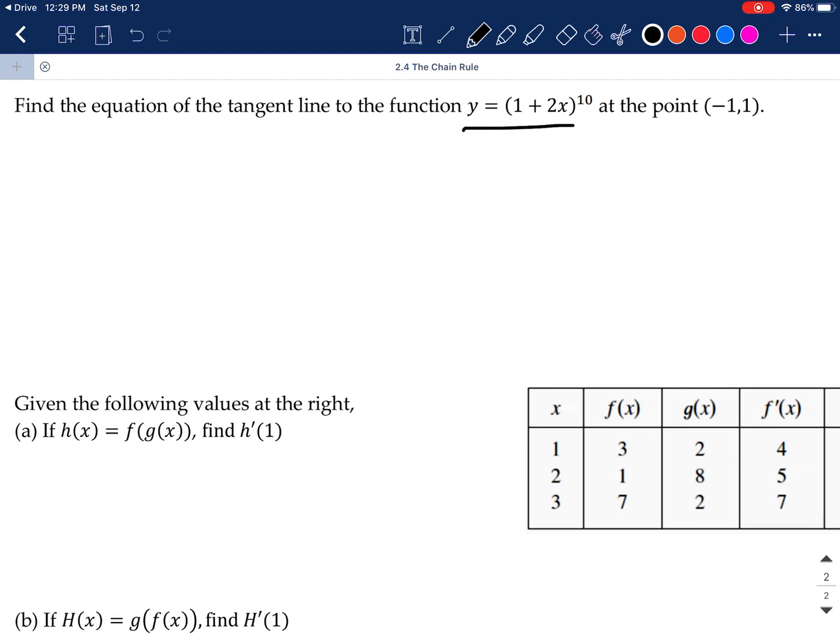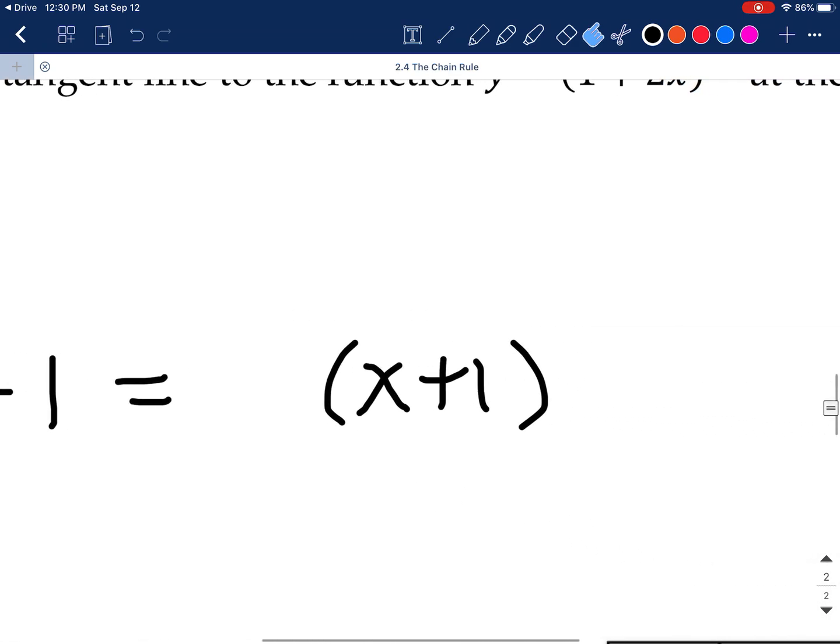So we've got a 10th degree polynomial expression. So y equals 1 plus 2x to the 10th at the point -1, 1. So we can check to see if we plug in -1, we'll get 1. So that's definitely a point on the tangent line, which is good to know. And so we're just going to compute the equation of the tangent line. So we know it's going to be y minus 1 equals some slope value times x plus 1, just using that point slope form. So we just need to figure out what y prime is at -1.